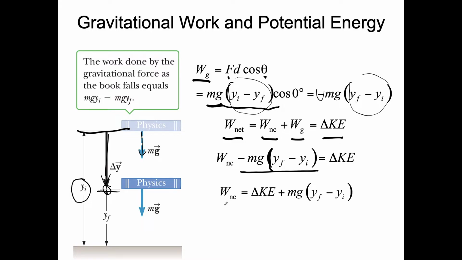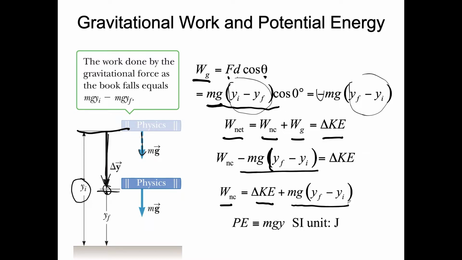So the total work done by non-conservative force is the change of kinetic energy. Now, if we can define this as the change of potential energy, then we can arrive at a conserved quantity throughout the process. Let's see how we can define it.